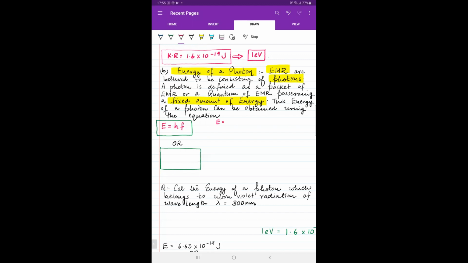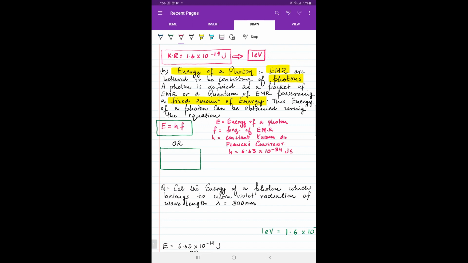where E is the energy of a photon, f is the frequency of the electromagnetic radiation, and h is a constant known as Planck's constant, whose value is 6.63 times 10 to the power of minus 34, and the units are joule seconds, Js.